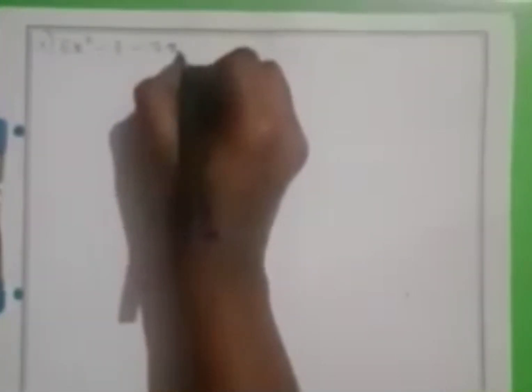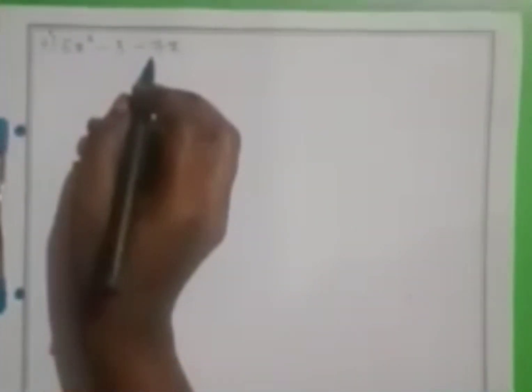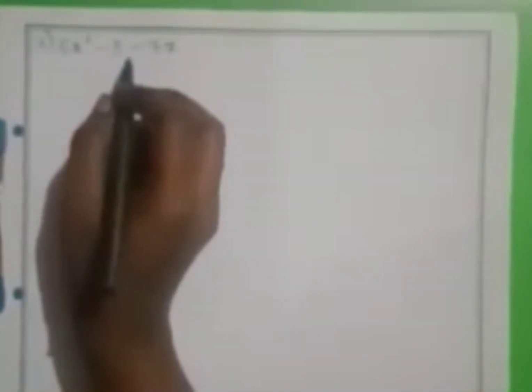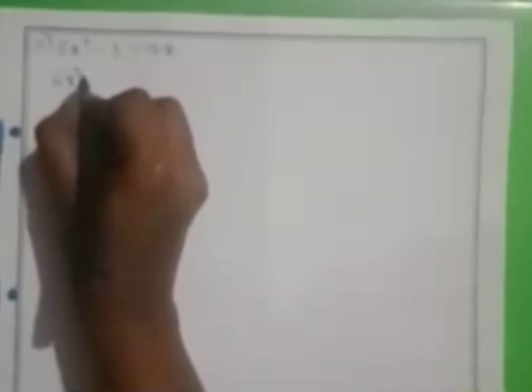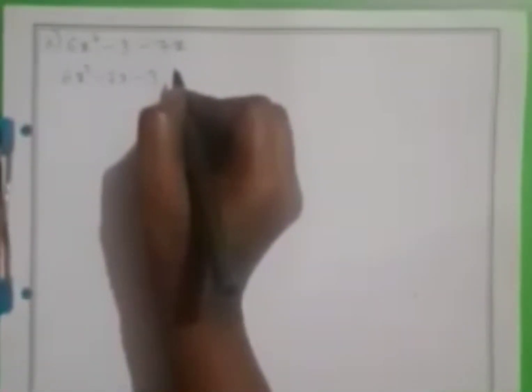6x square minus 3 minus 7x. Now the question which is given is not arranged in the proper form. So first let us arrange it in the proper form. 6x square, we will bring 7x this side, minus 7x, and minus 3 goes this side, minus 3. So this is our correct form of the quadratic equation. Now this is our constant term.